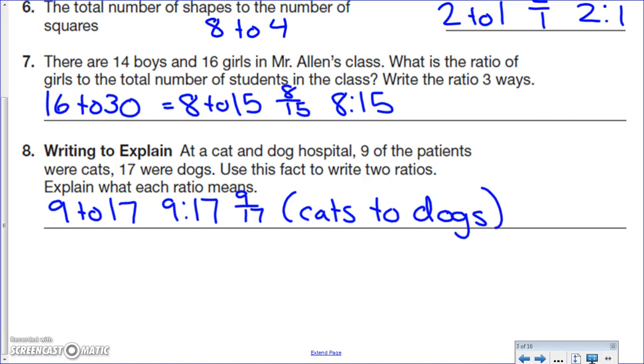For our second ratio, we're going to do dogs to the total number of patients. So we know we have 17 dogs. If we add the 9 cat patients, we have 26 total patients. So we're going to do 17 to 26.